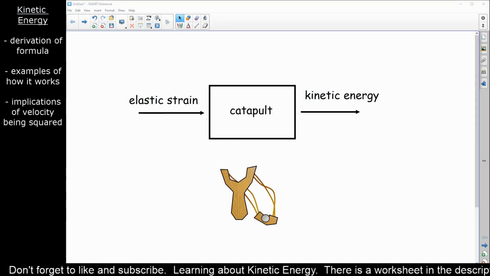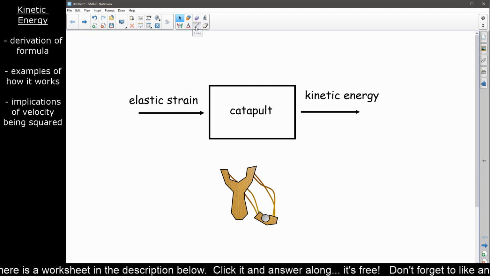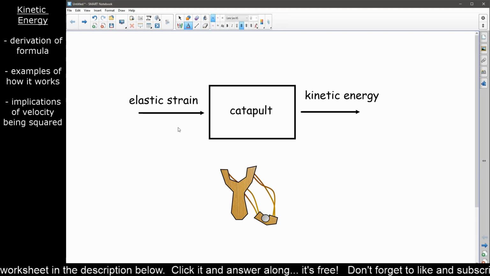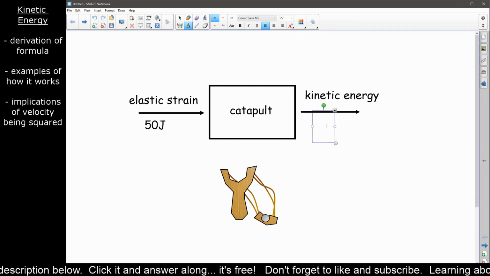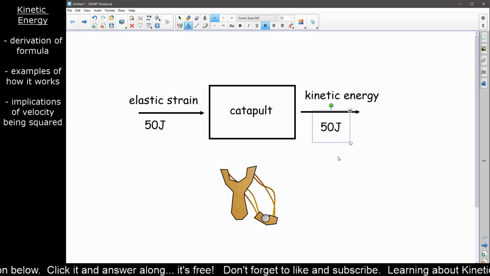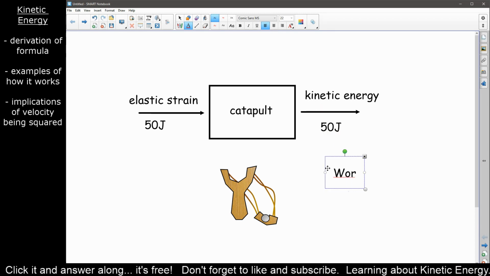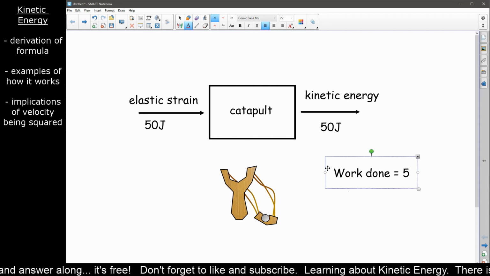Alright, so in this situation, let's imagine that we have a catapult as designed by some rambunctious young child that has put some elastic strain energy in and is going to fire a projectile of some description with kinetic energy. Now, let's make the massive assumption that this is 100% efficient just to keep life nice and simple for us. Then what we would have is that the elastic strain energy going in, let's say that's 50 joules, is going to be equal to the kinetic energy coming out, which is 50 joules. It would therefore be reasonable for us to say that the work done is equal to 50 joules.